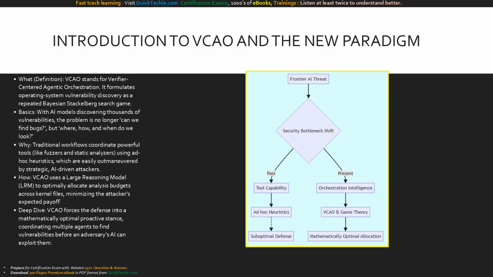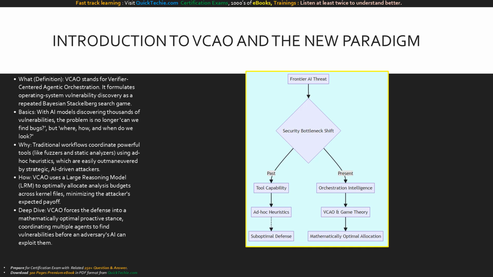Let's get started. Let's introduce our core concept, VCAO, or Verifier-Centered Agentic Orchestration. Recently, frontier AI models have demonstrated the ability to autonomously identify thousands of zero-day vulnerabilities across major operating systems. This creates a paradigm shift. The bottleneck in cybersecurity is no longer tool capability, it is orchestration intelligence. Traditional workflows rely on ad hoc heuristics to decide where to run a fuzzer or a static analyzer. But against a highly strategic, AI-driven attacker, heuristics fail.